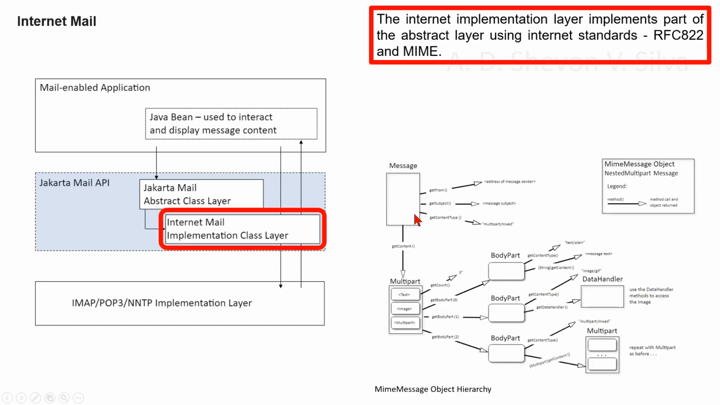Now we are focusing on the internet mail implementation class layer. The internet implementation layer implements part of the abstract layer using internet standards RFC 822 and MIME. Here you can see the MIME message object hierarchy.